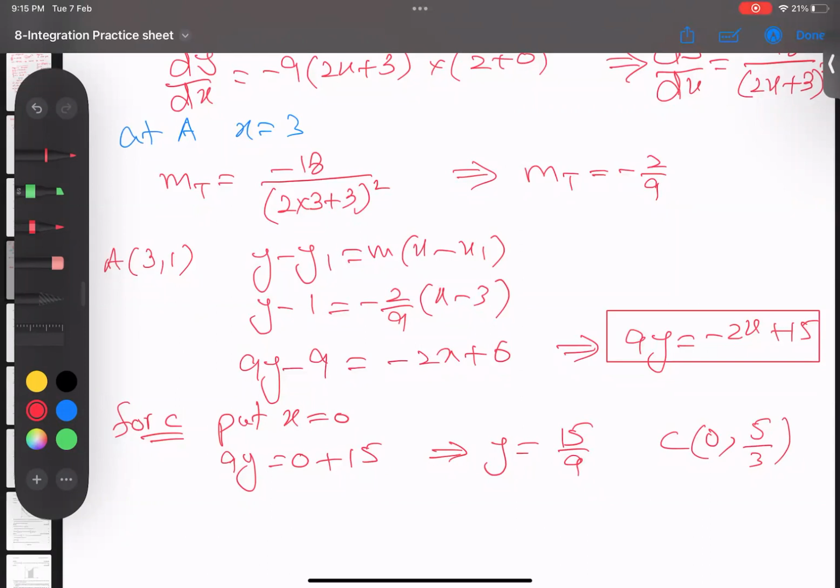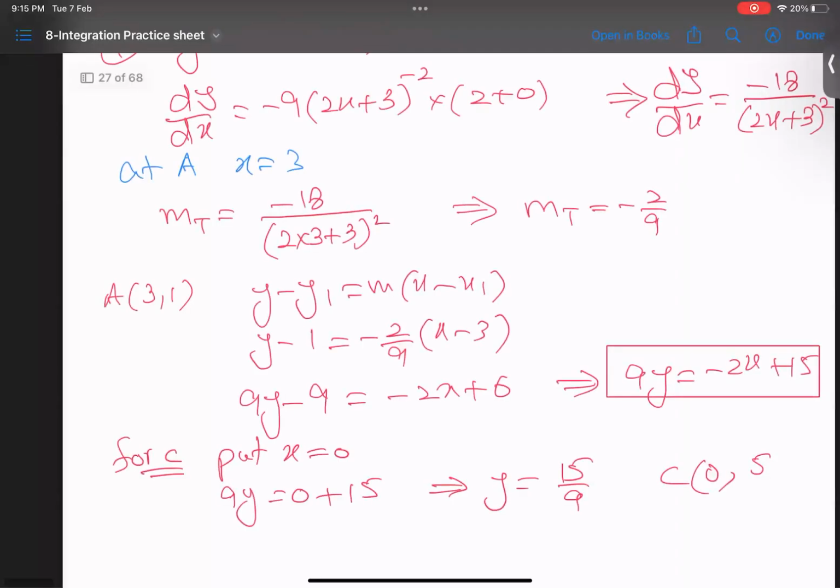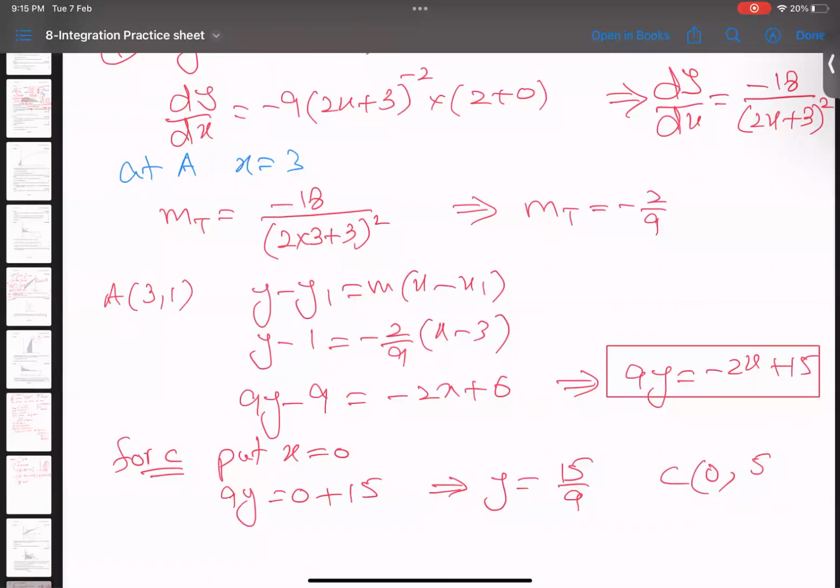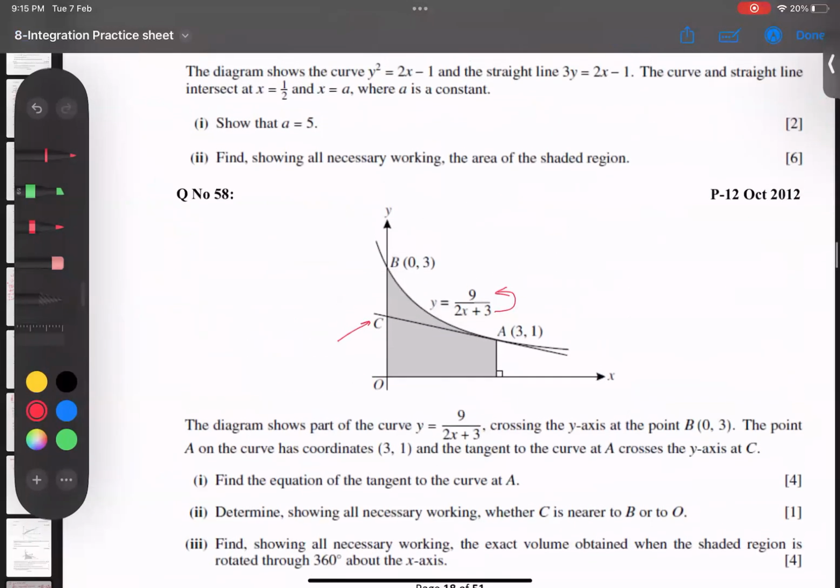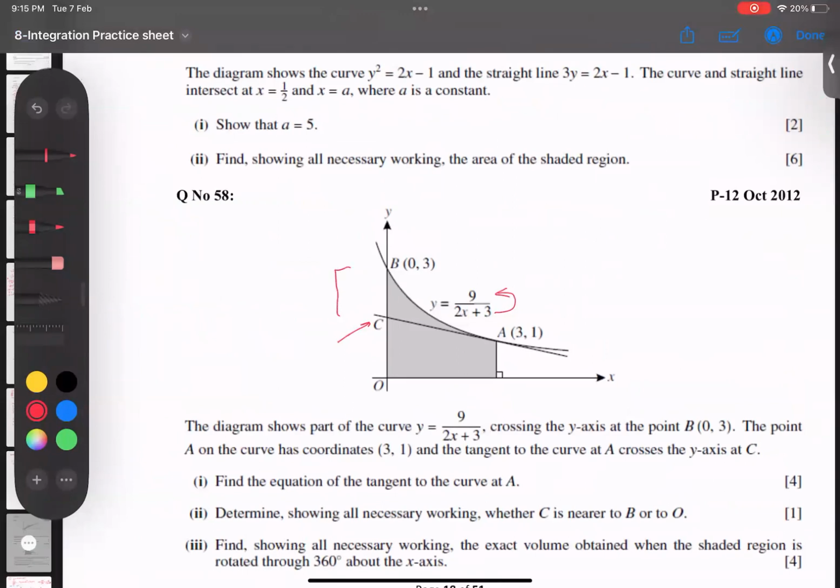So come back to the same idea: 5 by 3 is 1.67. Okay, so look here. This number is 3, and let me check the gap of BC. The x coordinate of B is 3, and the x coordinate of C is 5 over 3. So 3 minus 5 over 3. If I subtract 3 minus 5 over 3, I get 4 by 3. So this is 4 by 3, which is actually 1.33, whereas this gap is 1.67.